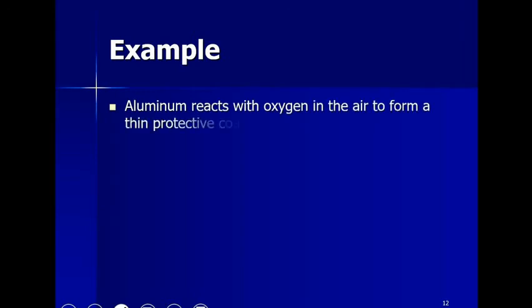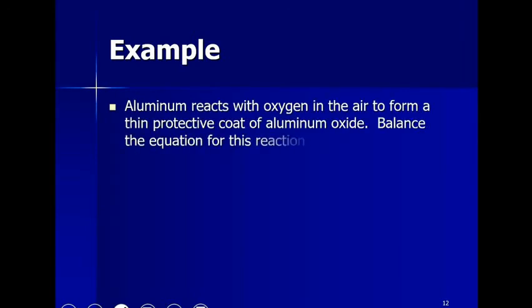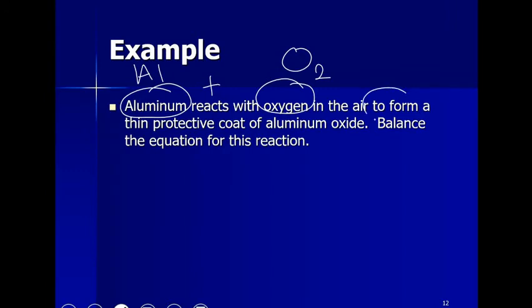So here's an example. Aluminum reacts with oxygen in the air to form a thin protective coat of aluminum oxide. Balance the equation for the reaction. So aluminum reacts with oxygen, okay? Now remember, oxygen is O2, not just elemental oxygen, because that doesn't exist naturally in nature. Aluminum is Al. So aluminum reacts with oxygen in the air to form, to yield, a thin protective coat of aluminum oxide.